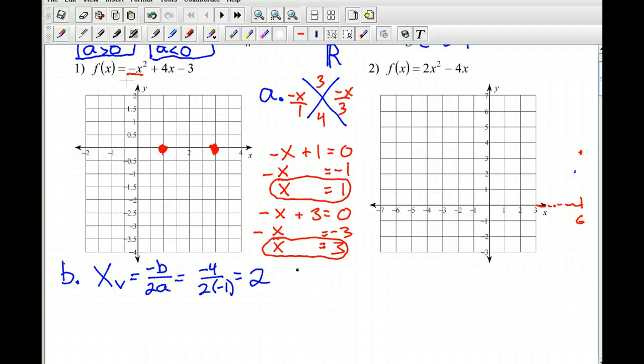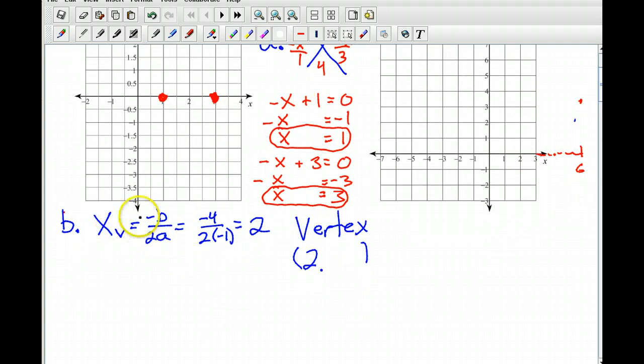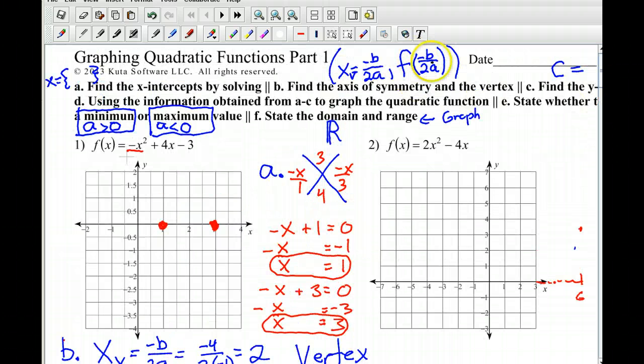So as far as our vertex goes, right now we know it's 2 comma something. That's how much we think. We found the x-coordinate. Now we need to know what the y is. How do you find the y? Go back to your directions. You find f of whatever your x is. So our x came out to 2. We have to plug in 2 here.